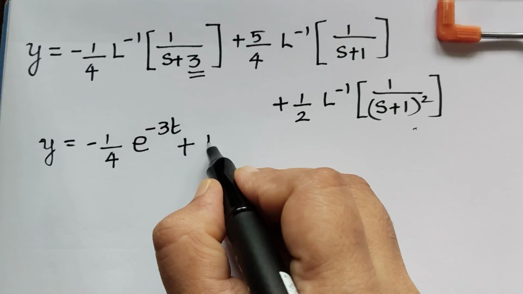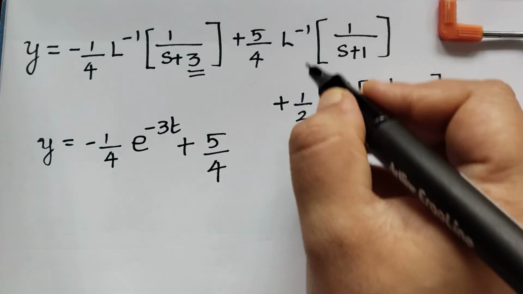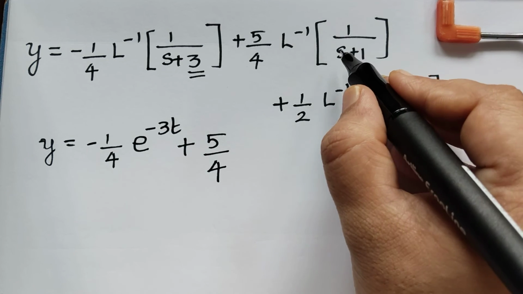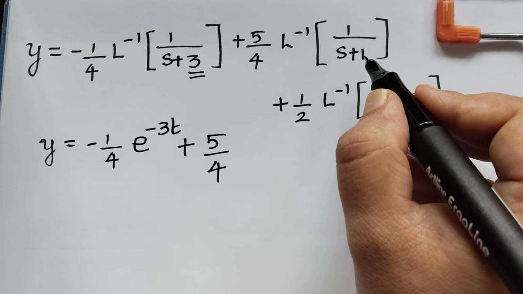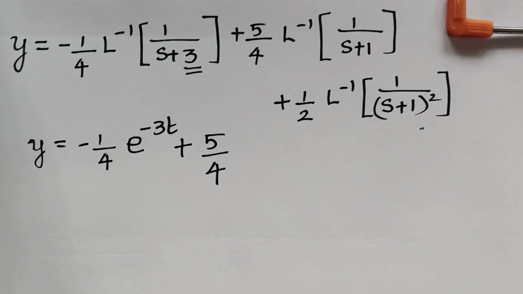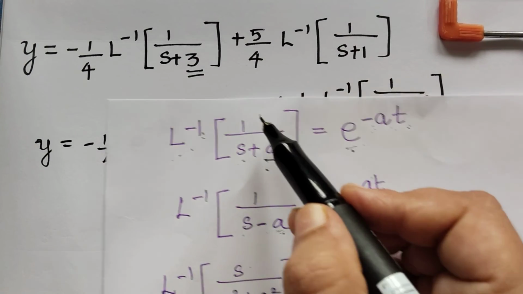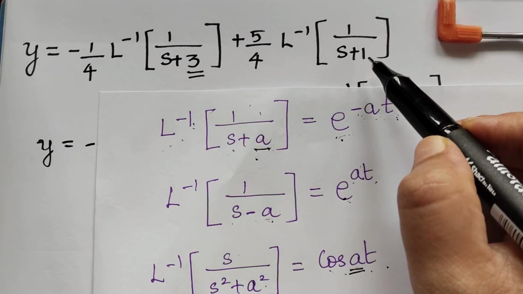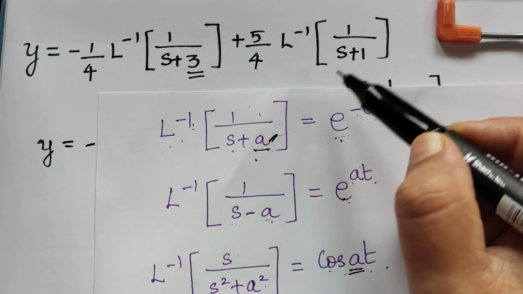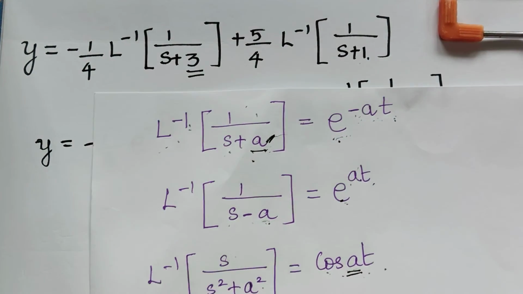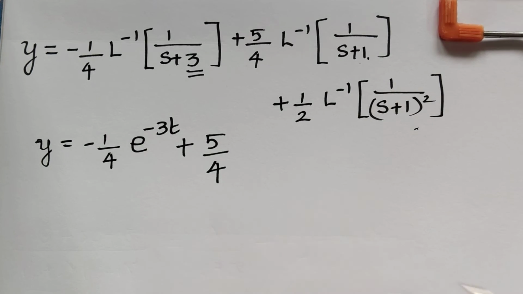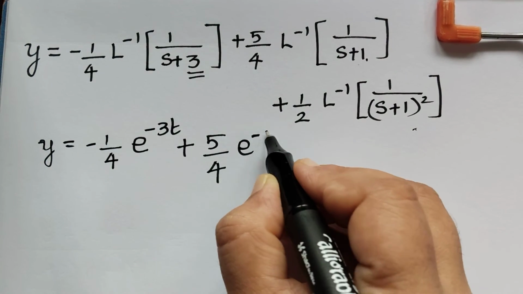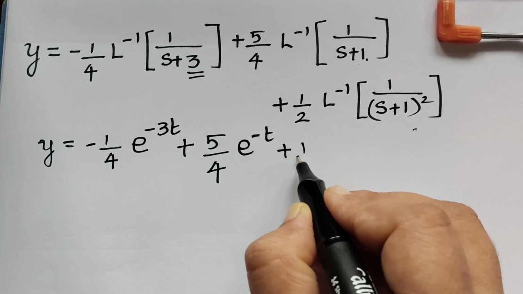Plus this 5 by 4 we will write as it is. Laplace inverse of 1 by s plus 1. We are going to use the same formula, that is Laplace inverse of 1 by s plus a equal to e power minus at. Now here the value of a is what? Here the value of a is 1. So e power minus t. So it will be e to the power minus t plus 1 by 2.